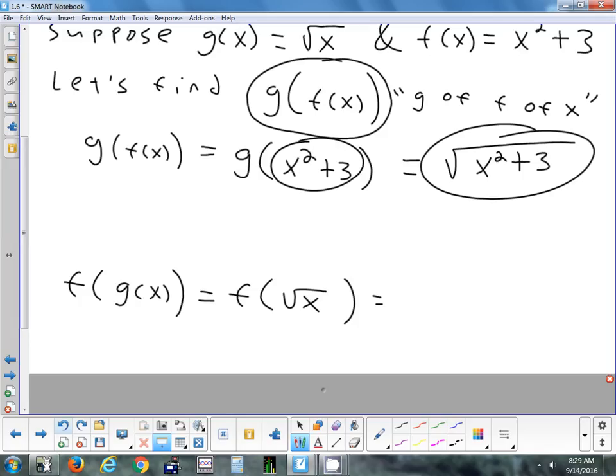Replace the variable in function f with this expression right here. Quinn? The square root of x squared plus 3. Yep, the square root of x squared plus 3, which comes out to x plus 3.